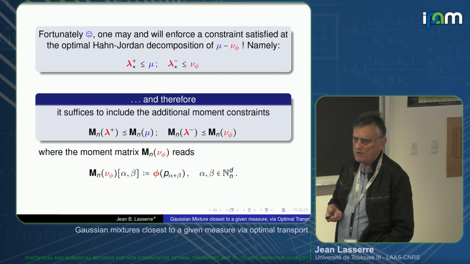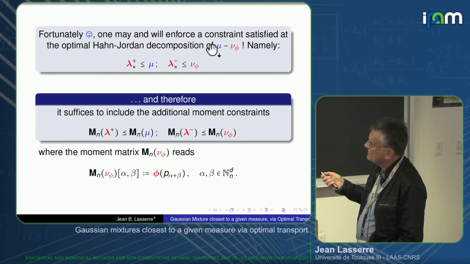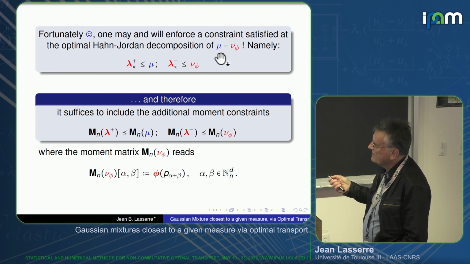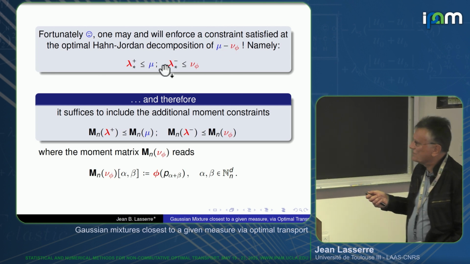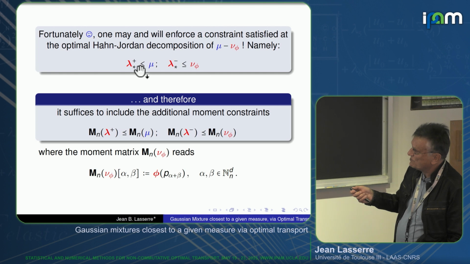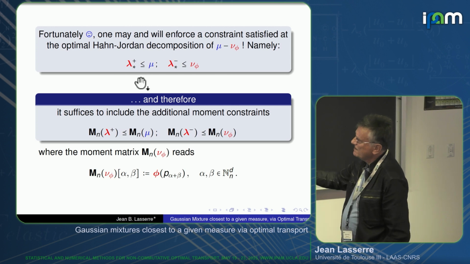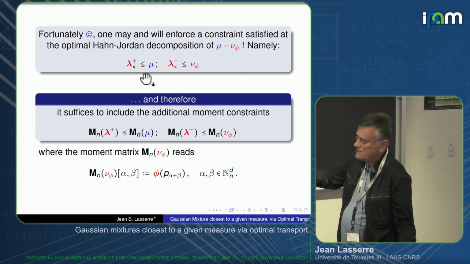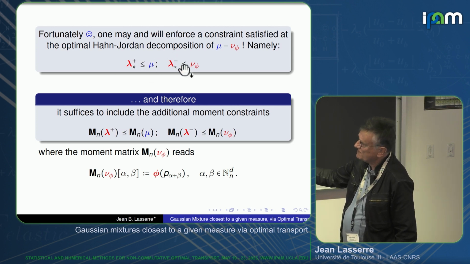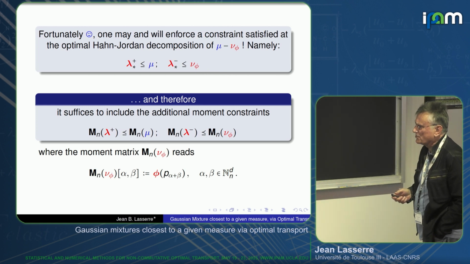And it comes from an observation on the Hahn-Jordan decomposition. So suppose that you look at the Hahn-Jordan decomposition of the signed measure mu minus nu phi. There is a very simple constraint on the positive part lambda plus and the negative part lambda minus: they are dominated. This is the Borel set on which mu is greater than nu phi, okay? And of course, lambda plus is less than mu. And on the negative part, where mu is less than nu phi, then the measure lambda minus is less than nu phi. This is a very simple observation on the Hahn-Jordan decomposition.